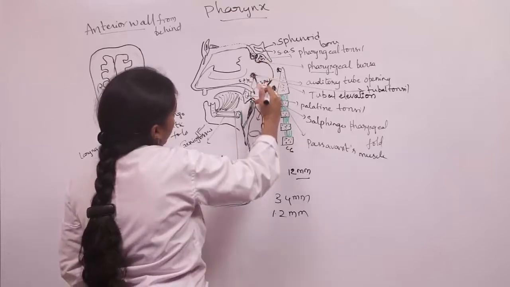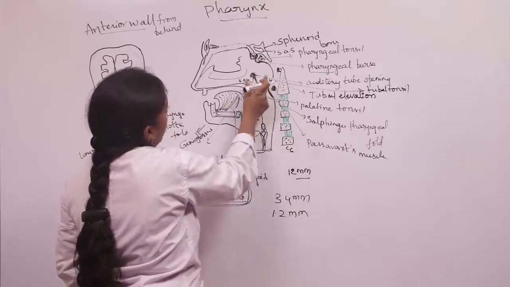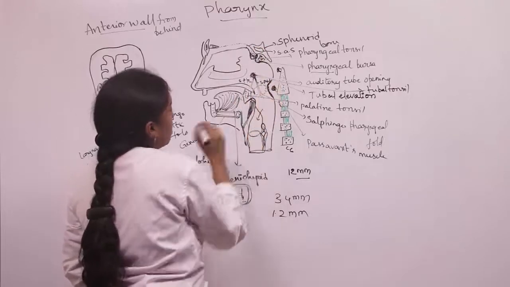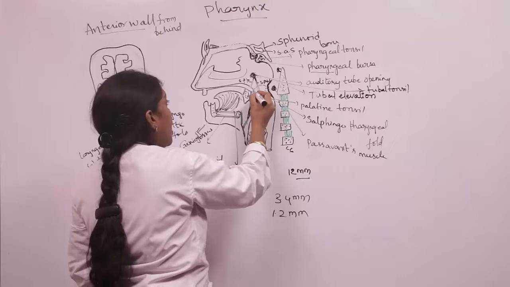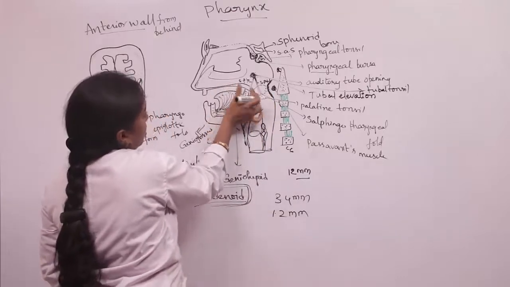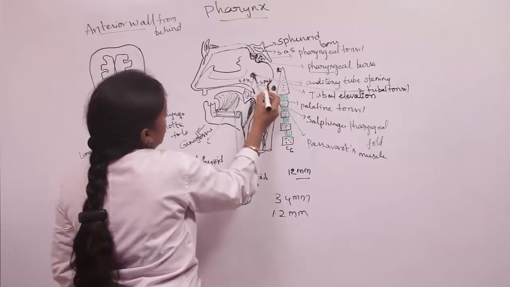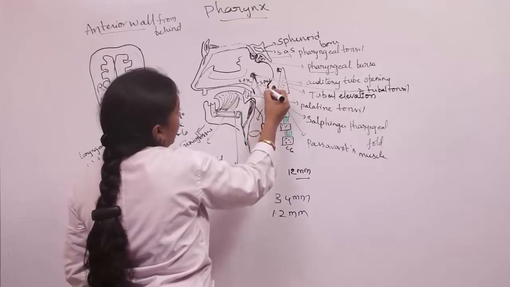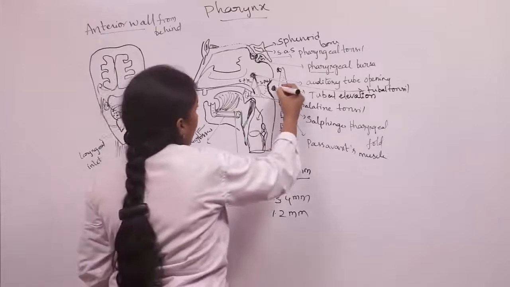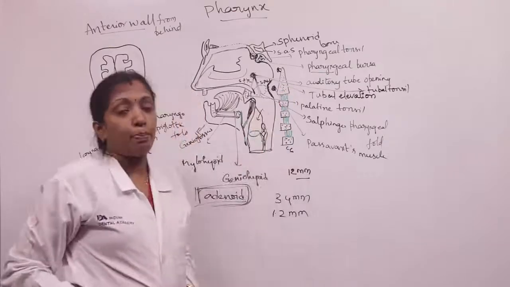Coming to the floor, the floor of the nasopharynx communicates with the oropharynx through the pharyngeal isthmus, which is bounded in front by the soft palate. We know that this is hard palate and this is soft palate. The pharyngeal isthmus is bounded in front by the soft palate, behind by the palatopharyngeal sphincter, which is nothing but a mucous elevation caused by the palatopharyngeus muscle.